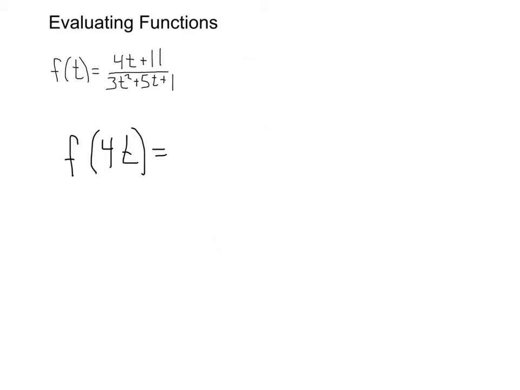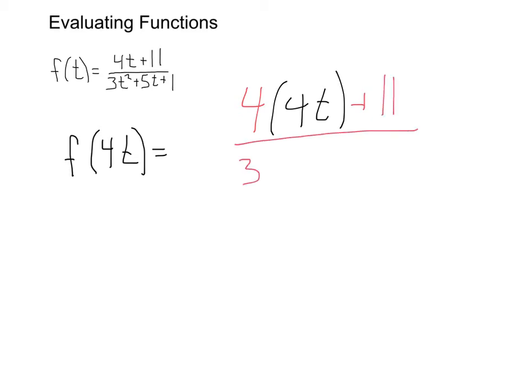Let's say they wanted us to evaluate f of 4t. Now this is going to be the same principle. It doesn't matter what's in this parentheses, what we're putting in. It's just replacing the t in our original function. So here we're going to have 4 times 4t plus 11 all over 3 times 4t squared plus 5 times 4t, and plus 1.